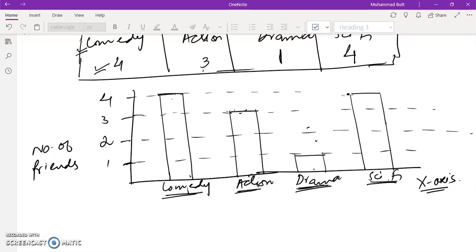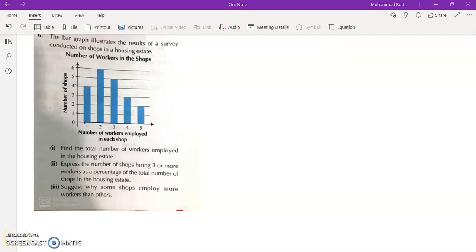Over here we are using different bars to show the different numbers on the y-axis. This method is called a bar graph, and we can do question number 4, 5, and 6 of exercise 15a using the bar graph. We'll do question number 6 of exercise 15a in this lecture. Now let's try question number 6 of exercise 15a.